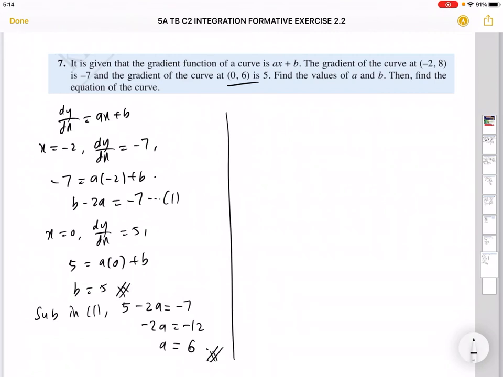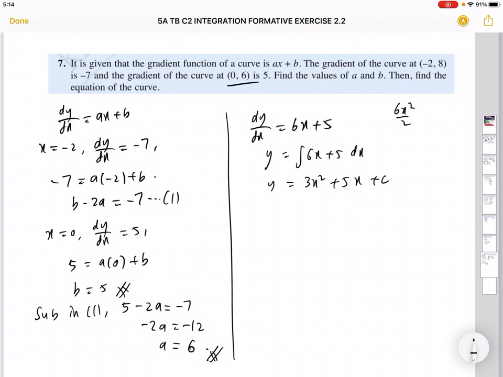Now, to find the equation of the curve, first of all, I'm just going to sub in here. My a is now 6, my b is now 5. So my dy dx is 6x plus 5. To find the equation of the curve, I need to integrate 6x plus 5. I tend to want to do it faster, and I hope you can do this faster. 6x squared over 2, so it's 3x squared plus 5x plus c.